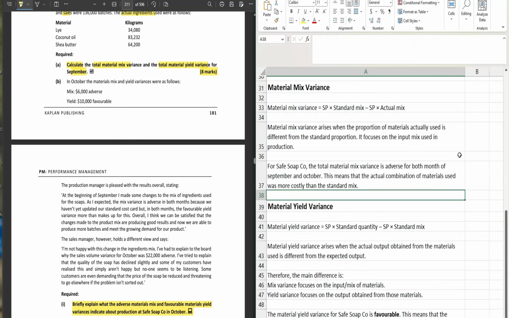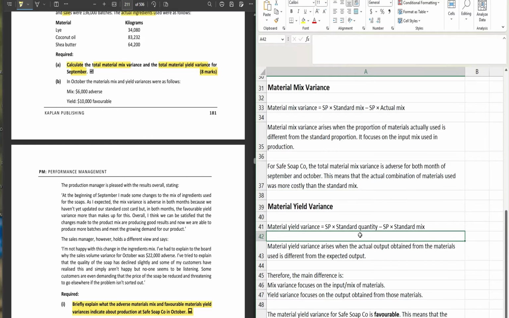This means that the actual combination of material used was more costly than the standard mix. Sometimes it is not necessary that we only use cheaper material more and expensive material less. Sometimes we even use more expensive material and less cheaper material. So that could be one reason it might be adverse.